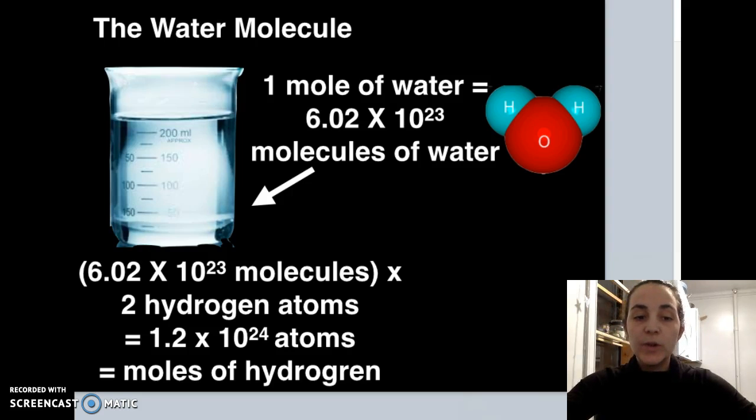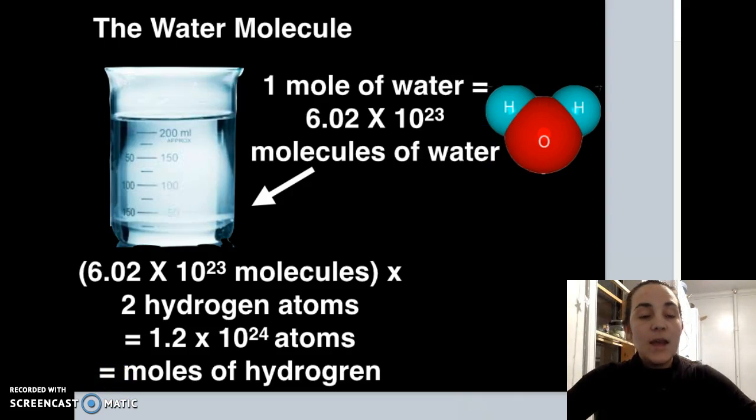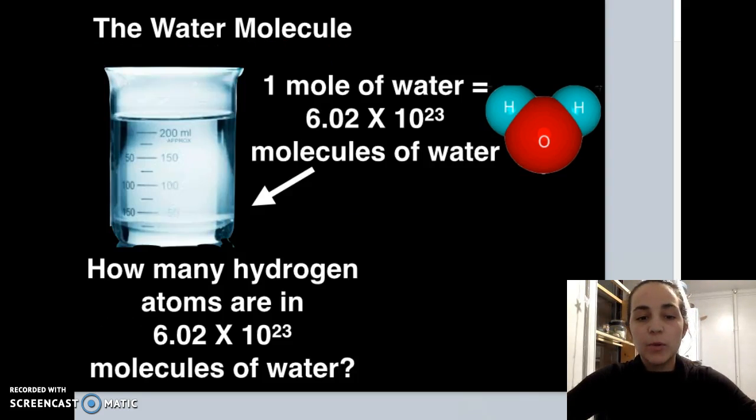For each molecule, we know we have 2 hydrogen atoms. So we can simply multiply 6.02 times 10 to the 23rd by 2, and we know that we would have 1.2 times 10 to the 24th atoms of hydrogen, which would be the same as saying that we had 2 moles of hydrogen. Now, the math there seems complicated because we're using such a big number, but remember that's the exact same thing that we did when we multiplied the number of hydrogens by 5 for these 5 molecules. Same thing here when we're multiplying by the number of molecules in a mole.